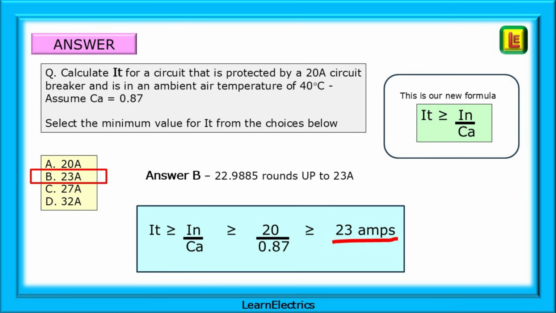Using the simplified formula in the question, we have 20 divided by 0.87 and an answer of 23 amps. The calculator will give you 22.9885 amps, which rounds up to 23 amps, and some answers will be rounded up to this.